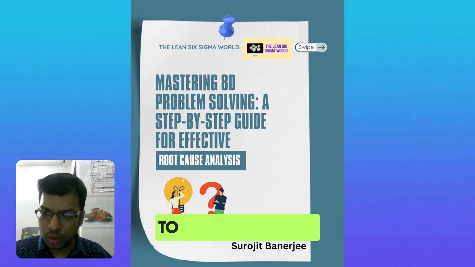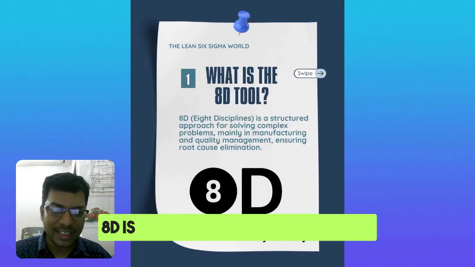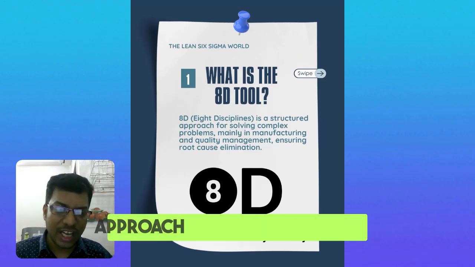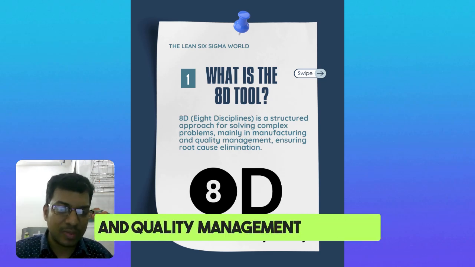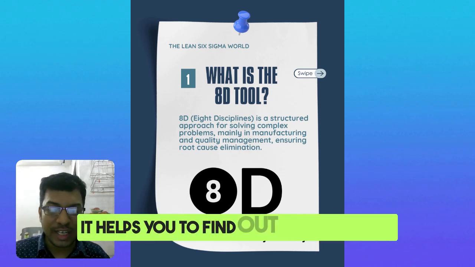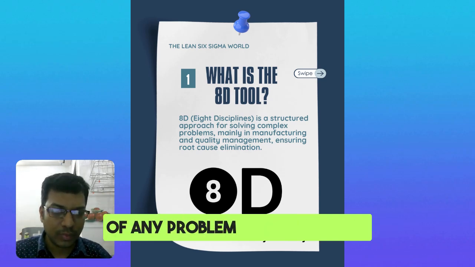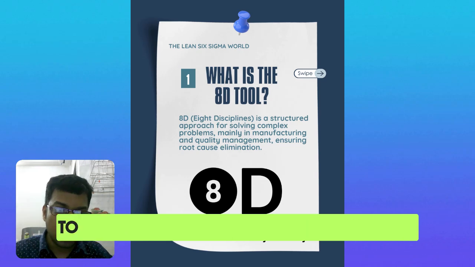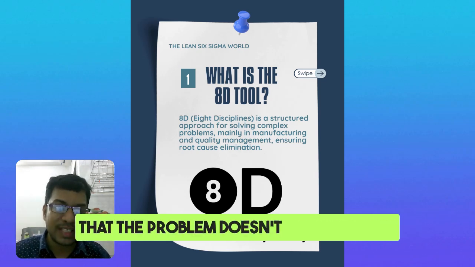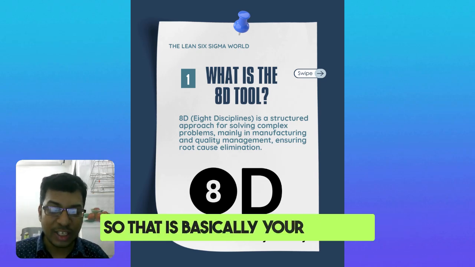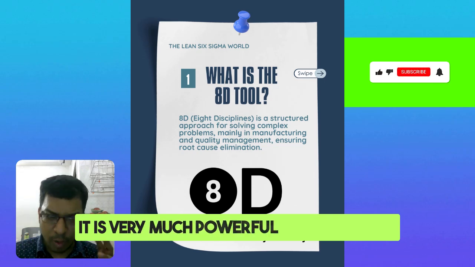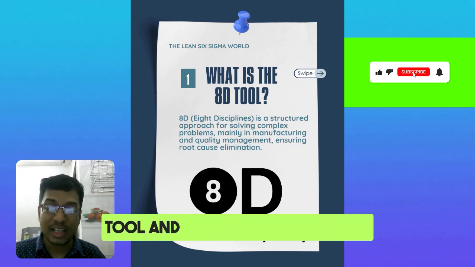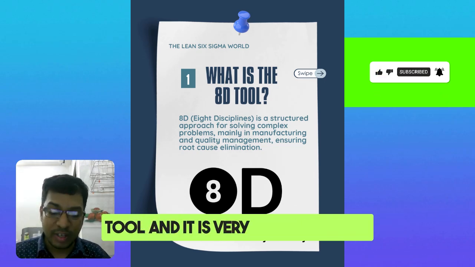First of all, you need to know what is 8D. 8D is a structured approach of solving problems, mainly in the manufacturing and quality management industry. It helps you to find out the root cause of any problem, and it helps you to eliminate the problems from the root so that the problem doesn't happen again. That is basically your 8D tool. It is a very important and powerful Lean Six Sigma tool, and it is very popular.